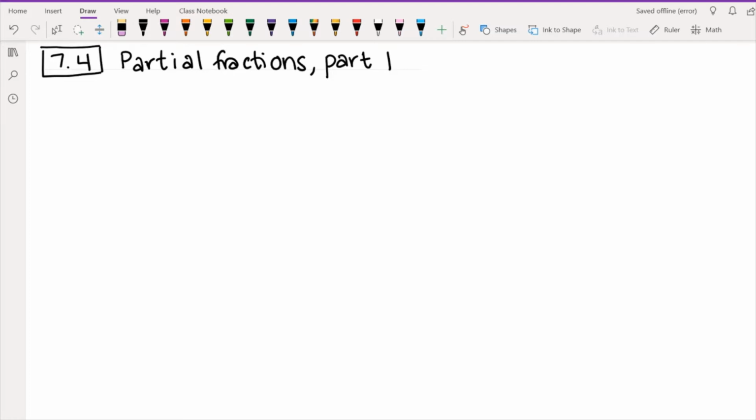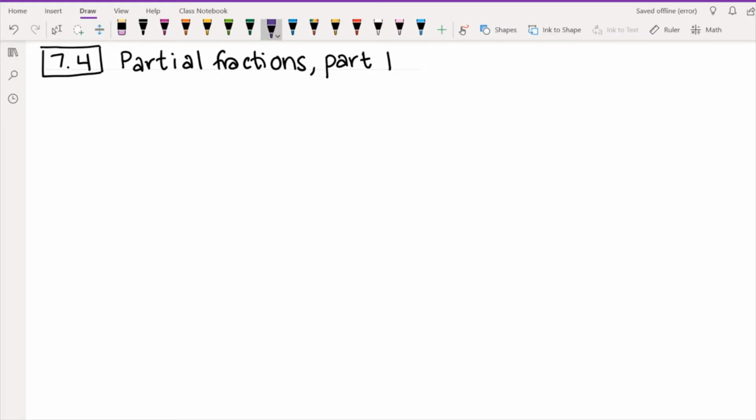So the main idea behind partial fractions is that it's basically a method for taking a more complex fraction, or I should say a rational function. When I'm saying fraction in this class, it's not just going to be a fraction of numbers, it's going to be a rational function, so a polynomial divided by a polynomial. So what we're going to do is learn a way to take a more complicated fraction and break it up into simpler fractions that are easier to integrate.